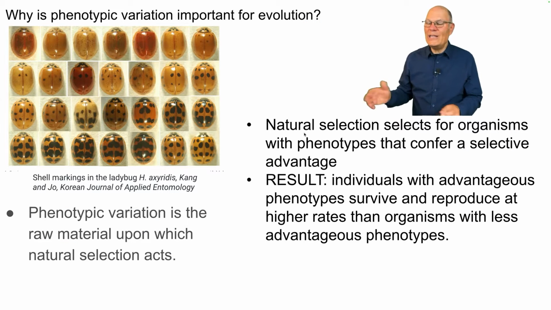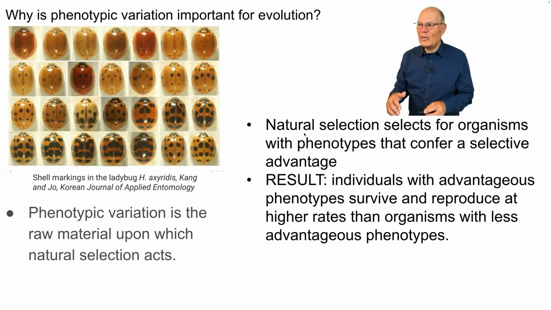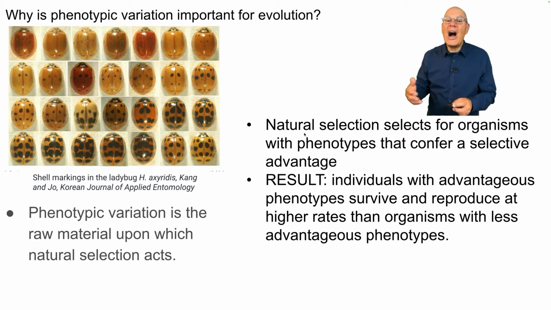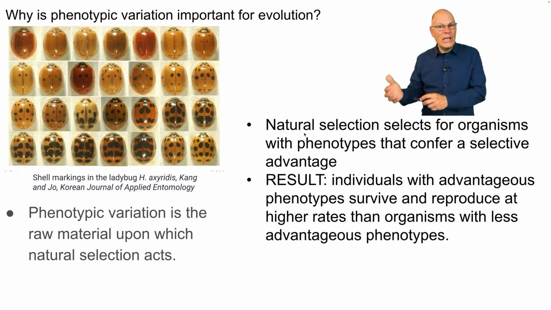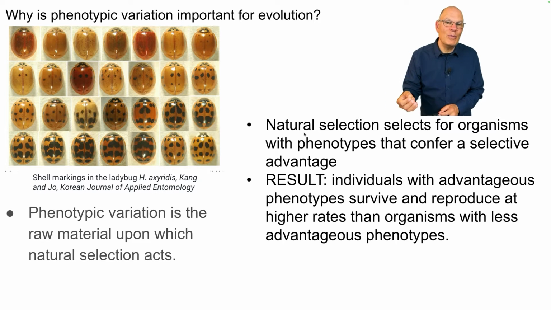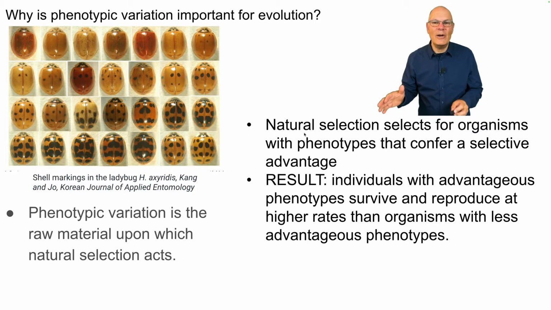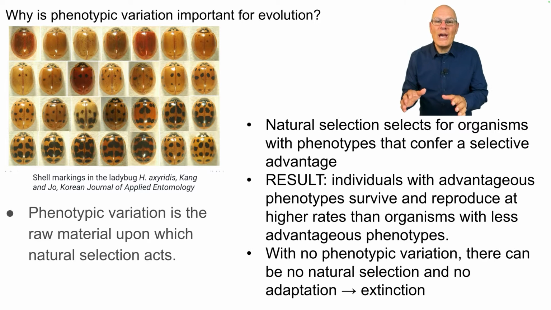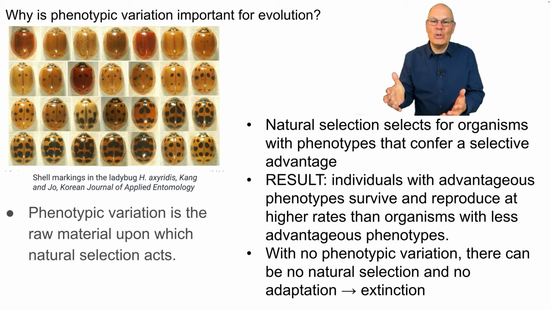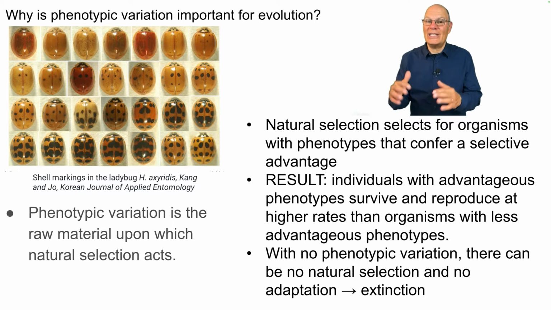And the result is that individuals with advantageous phenotypes survive and reproduce at higher rates than organisms with less advantageous phenotypes. Now, as those organisms reproduce, they're passing along their genotype, but that's somewhat of a secondary effect. Natural selection acts upon phenotypes. And note that with no phenotypic variation, there can be no natural selection and no adaptation. And that's why loss of variation is so dangerous to a species and can often lead to extinction.